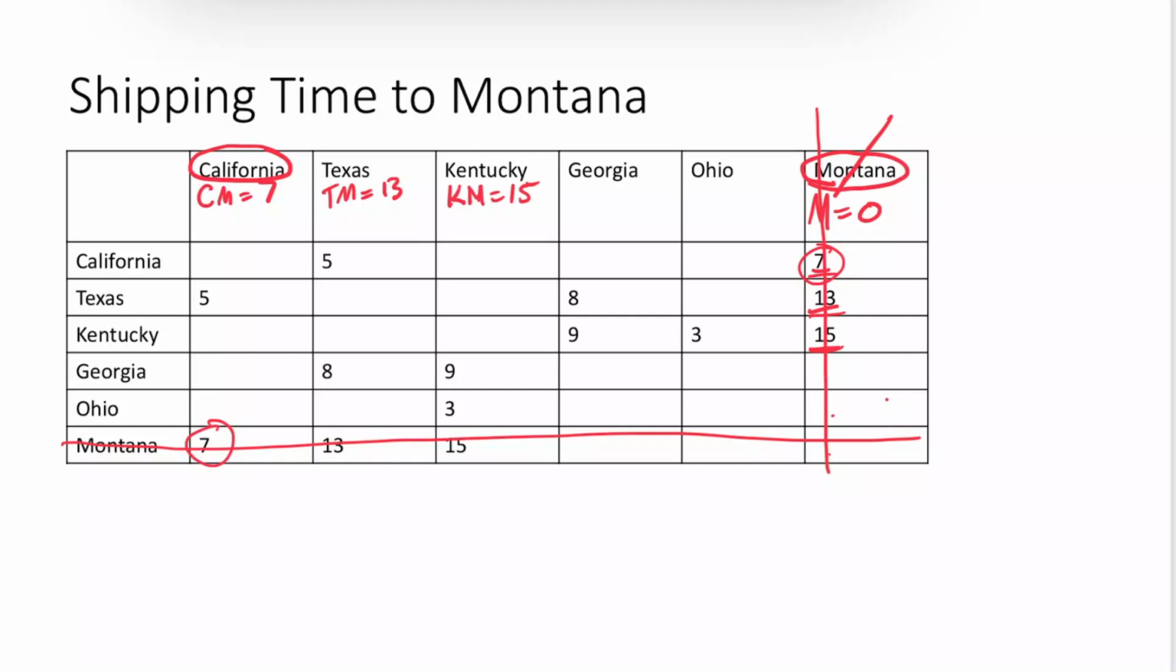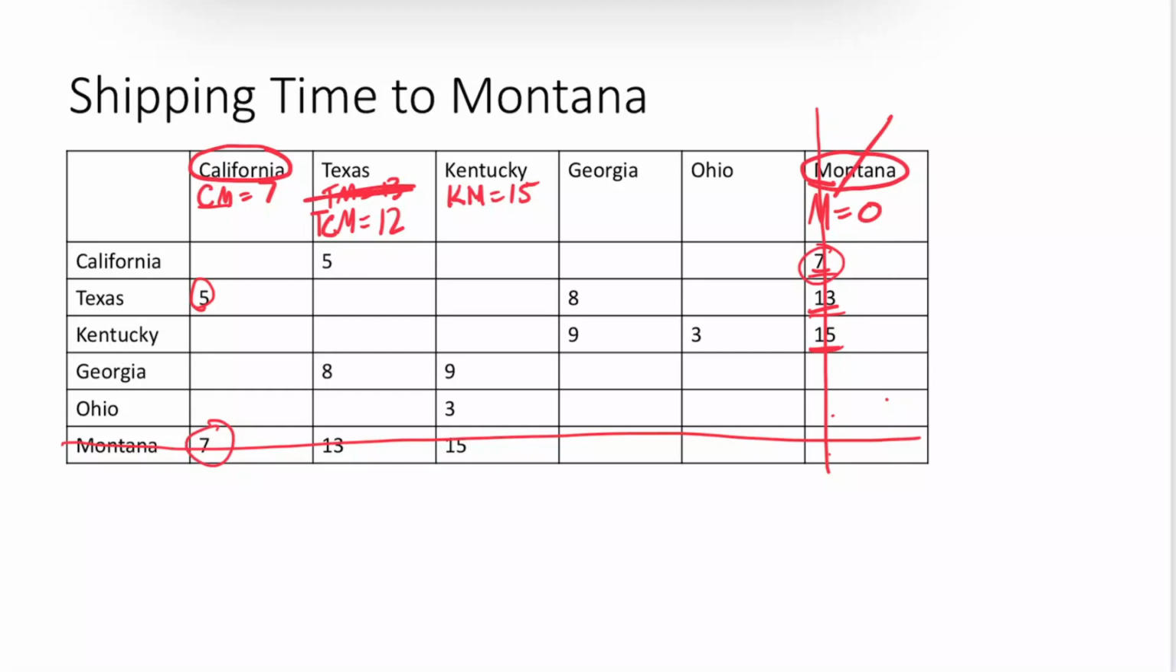And so I would say, okay, well, if I go from Texas to California and then take the shortest path from California, which is just directly to Montana, how much is that going to cost? Because the cost from Texas to California is 5, and the cost from California back to Montana is 7, the cost from Texas all the way back to Montana is going to be 12, because 5 plus 7 is 12. And since 12 is cheaper than just going directly to Montana from Texas, I'm going to cross this one out, and that means that my new distance for Texas is 12.